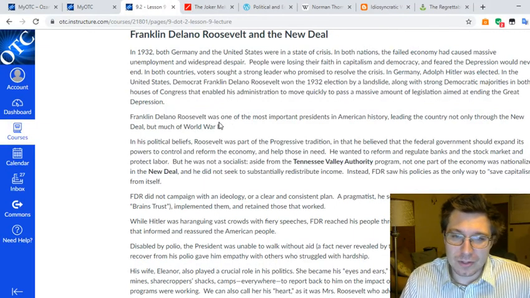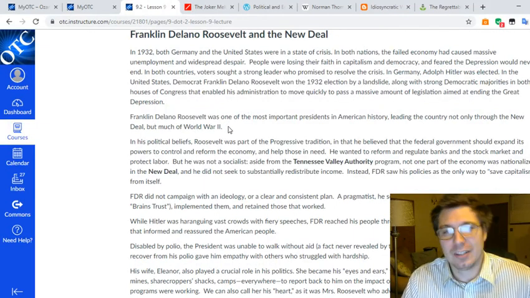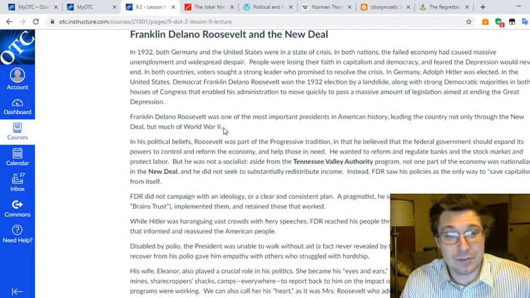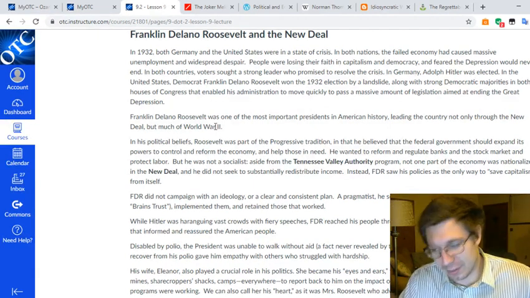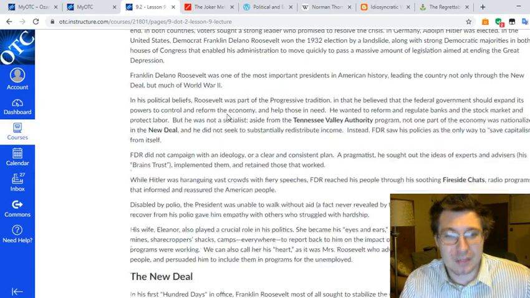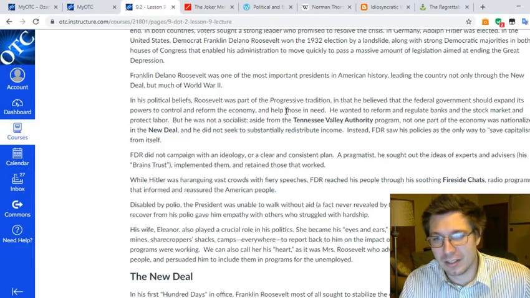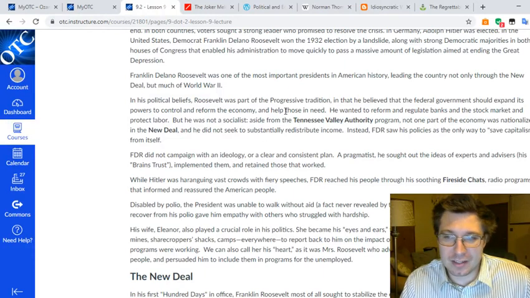He's really one of the most important presidents in American history, leading the country not only through the New Deal, but much of World War II, which we'll get to next lesson. In his political beliefs, Roosevelt was part of the progressive tradition, in that he believed that the federal government should expand its powers to control and reform the economy and help those in need. He wanted to reform and regulate banks and the stock market and protect labor. But he was not a socialist.